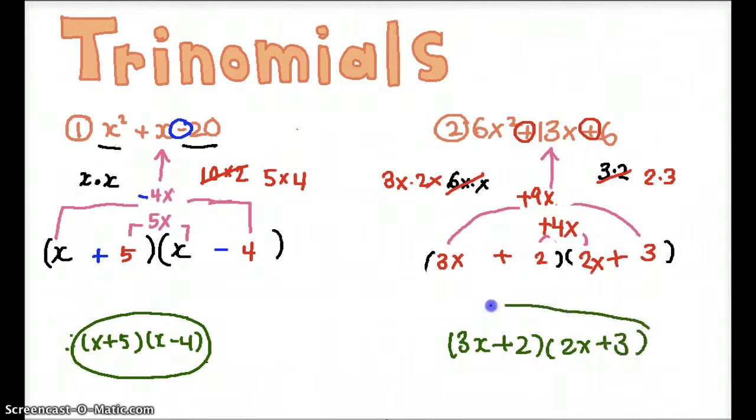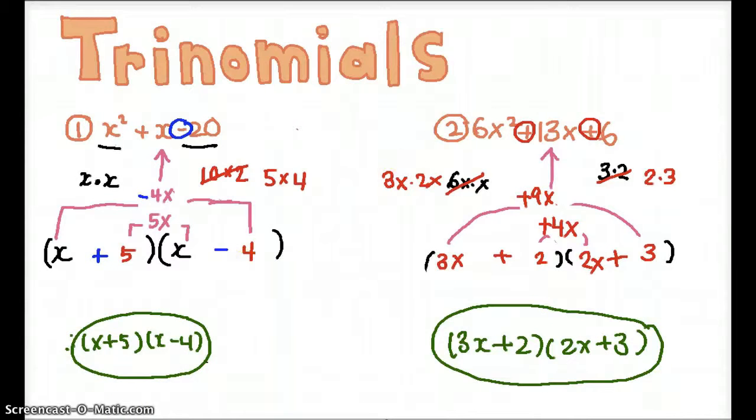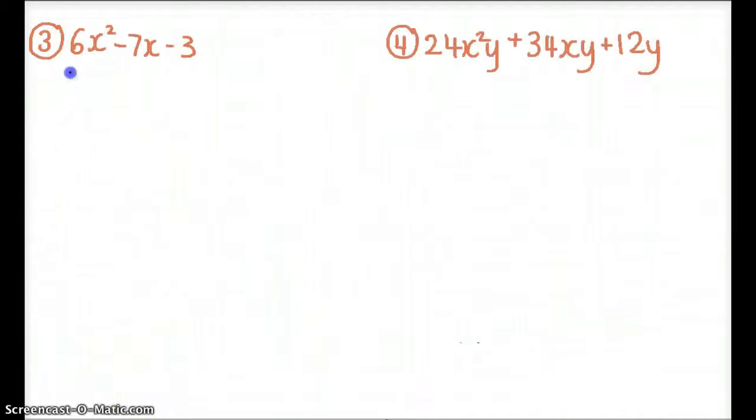So sometimes you have to try more than one and you have to keep erasing and seeing if all these values work. But after you do a lot of these types of problems, you'll sort of see what numbers you want to try first. So the next one says 6x squared minus 7x minus 3. So like this previous question, I'm going to try the 3x times 2x because that worked before. So I'm going to try that again. So 3x times 2x. So I'm going to write 3x and then 2x.